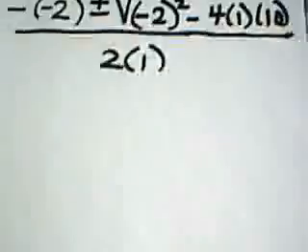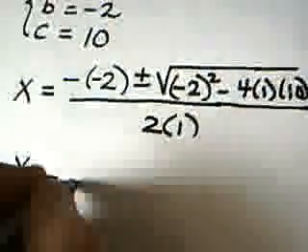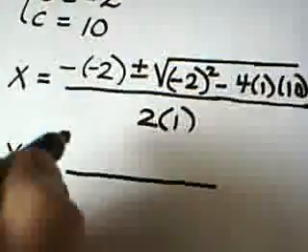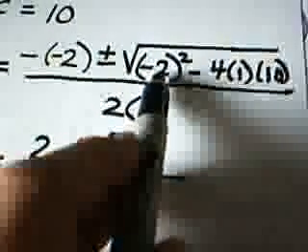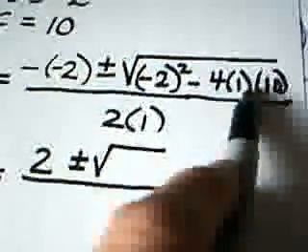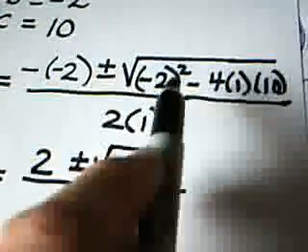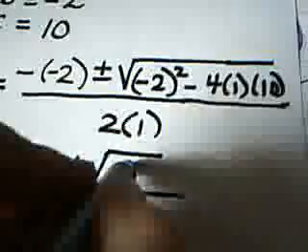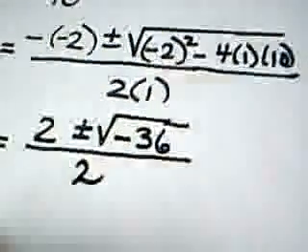Now what we have to do is take that disgusting mess and simplify it. So x is equal to 2 plus or minus the square root of, alright, negative 2 squared is 4. So put that in your brain, 4. Negative 4 times 1 is negative 4. Negative 4 times 10 is negative 40. 4 minus 40 is negative 36. And this is all over 2.